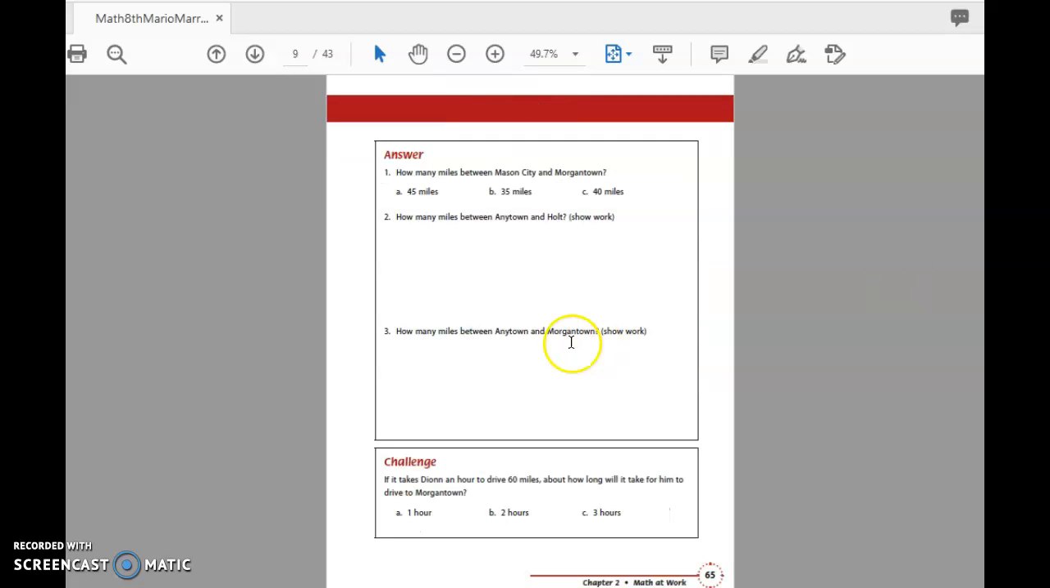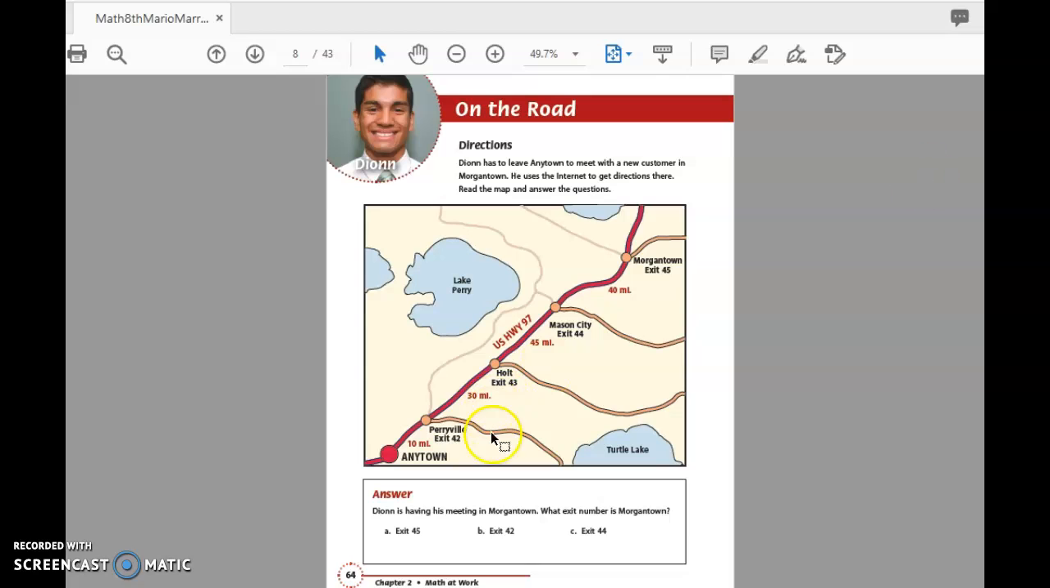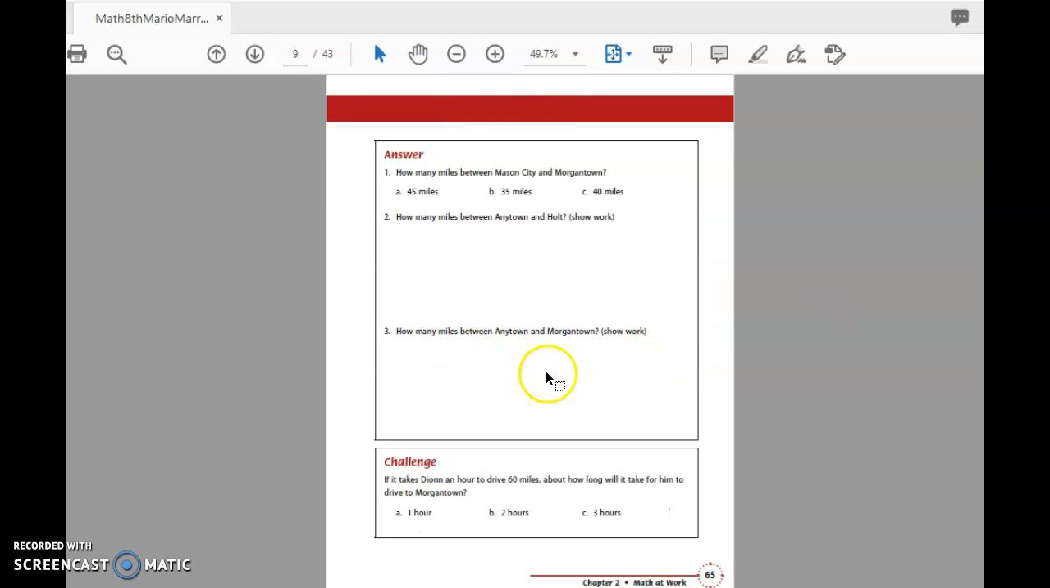Now, next question. How many miles between Anytown and Holt? Show your work. So let's go back, look at your map. You're going to look for Anytown and Holt. So right here. Show me your work. Are you going to add or are you going to subtract? And then you have how many miles between Anytown and Morgantown? And the same thing, you're going to show your work.